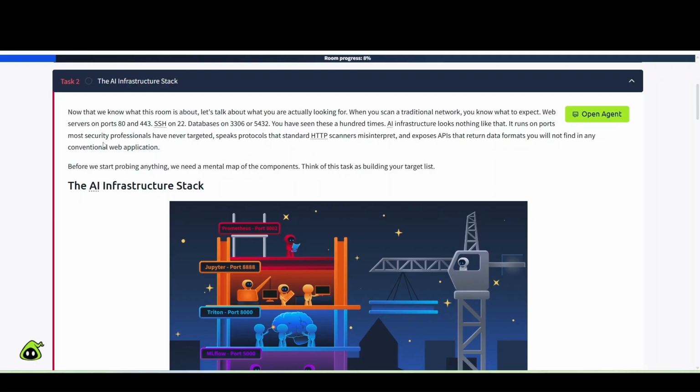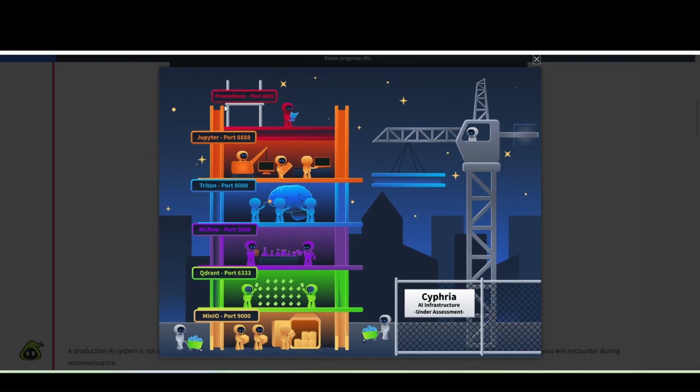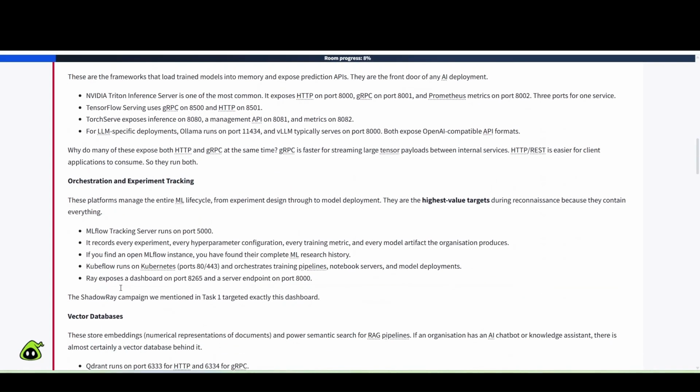It runs on ports most security professionals have never targeted, speaks protocols that standard HTTP scanners misinterpret, and exposes APIs that return data formats you will not find in any conventional web application. Before we start probing anything, we need a mental map of the components. Think of this task as building your target list. Okay, so we just take a quick look at this infographic here. Prometheus, port 8002, Jupyter, port 8888. You can see the rest here: Triton, MLflow, Qdrant, and MinIO. Okay, let's go ahead and continue on here.